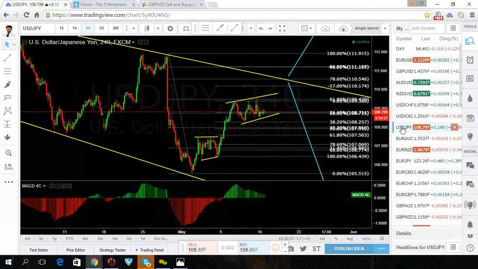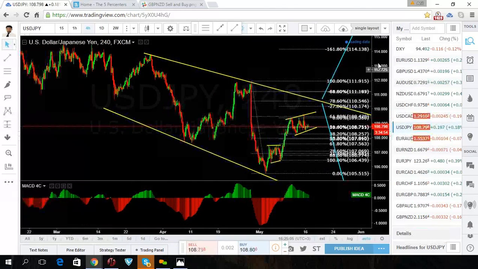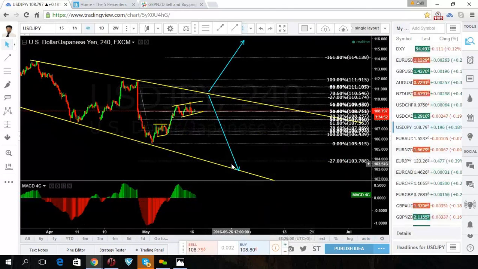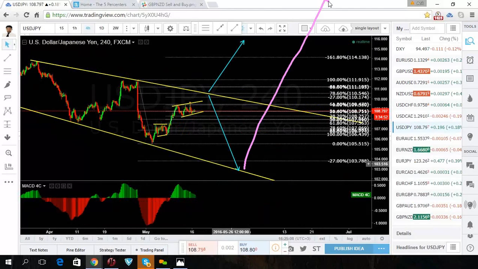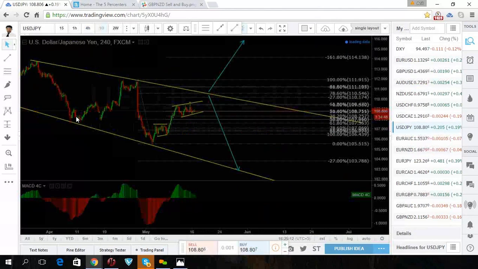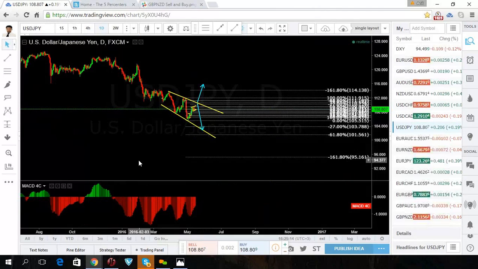Yen, this is the pattern we're looking at. Short term, this is the pattern. Long term, this thing is going to go up. I've been talking about this long term upside for a while, and let me show you why, and why you don't want to miss this trade.